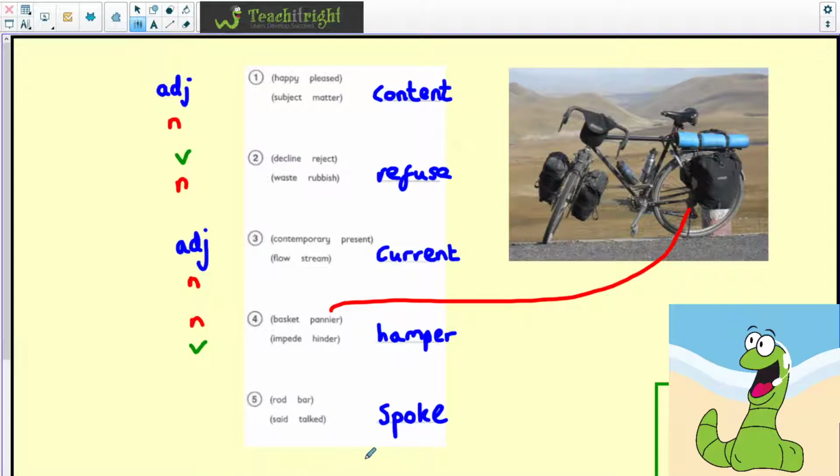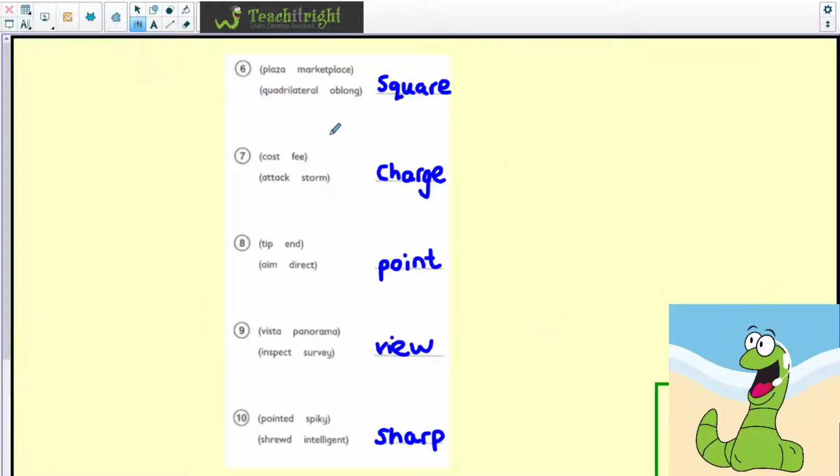Number 5, we've got spoke, so that can be the noun. Now, interesting, we've got a picture of a bike here, so these are the spokes here. So these are all the bit, and they all go to the centre, and they sort of keep the wheel together. Spokes. Sometimes people put reflectors and things on spokes. So spokes can be a noun, and it also can be as a past verb. So in a synonym of said or talked. So, sorry, I've done the wrong colour there. I'm just confusing you. So let's just make that a noun, and we'll also go with a verb as well. Right, let's go on to the next 5 here. So we've got plaza, marketplace, quadrilateral and oblong. Of course, that can be a square.